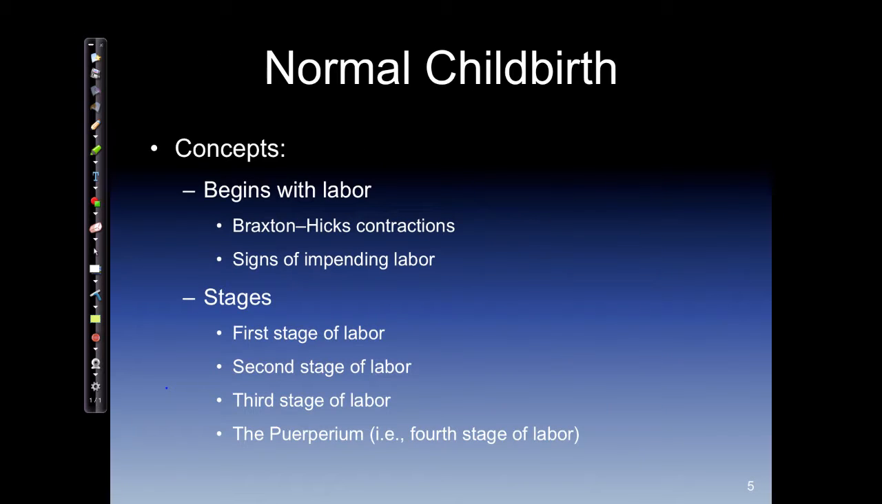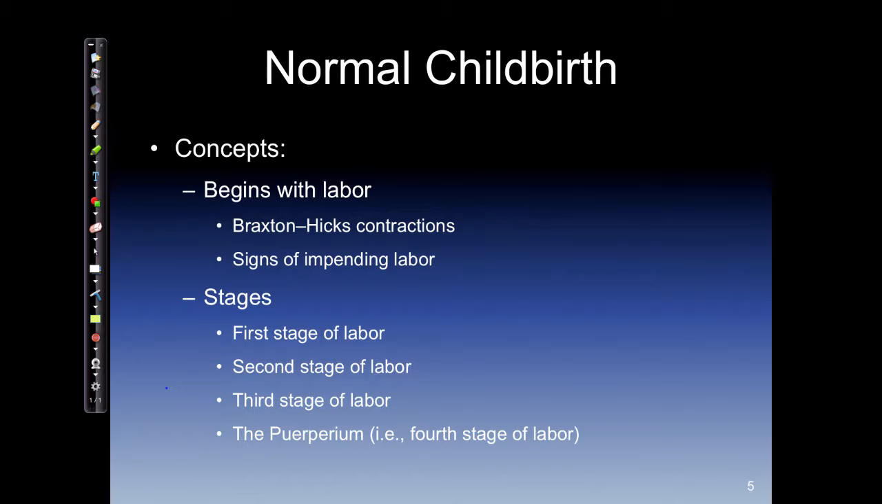Normal childbirth concepts begin with labor. We can also get a kind of false labor called Braxton Hicks contractions, which are preparatory uterine contractions to get the uterus toned up and ready to deliver, if you will. Signs of impending labor: lightening, which is descent of the uterus deeper into the pelvis.